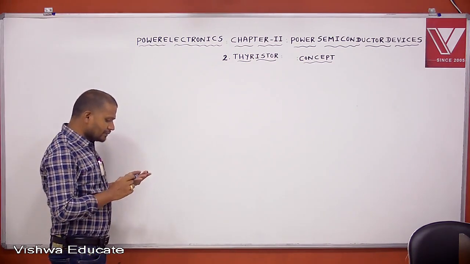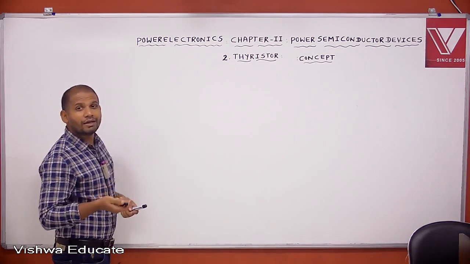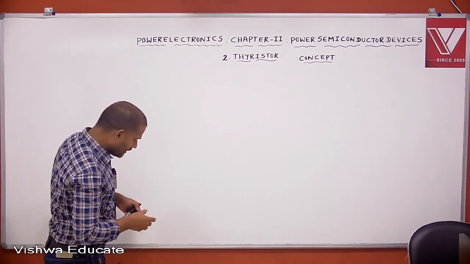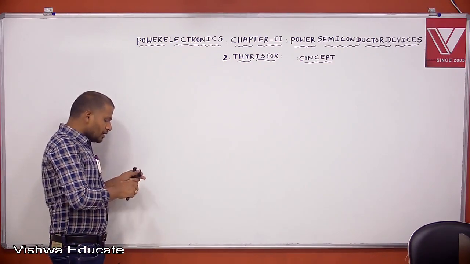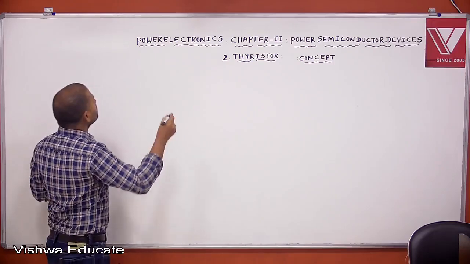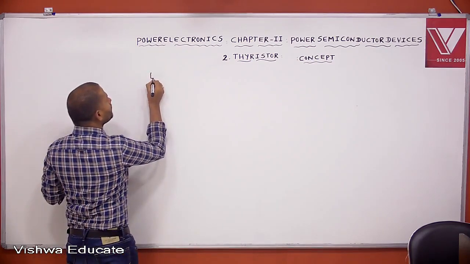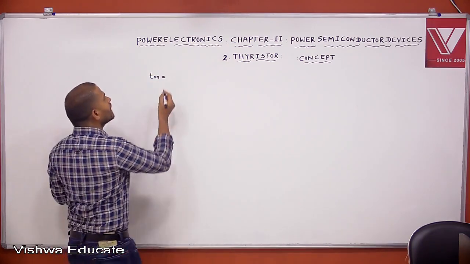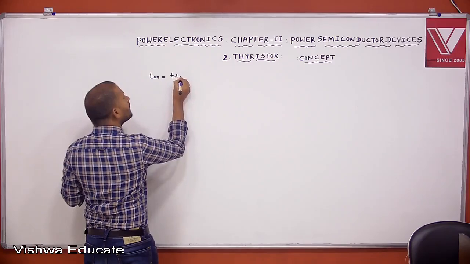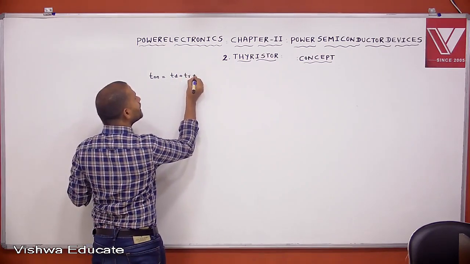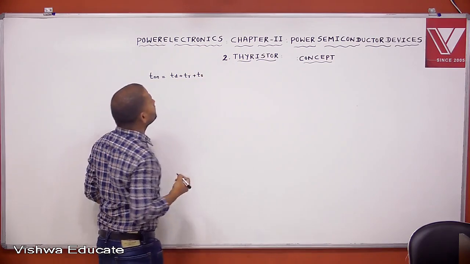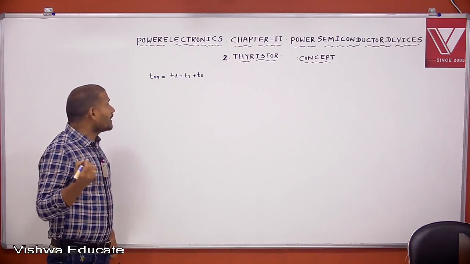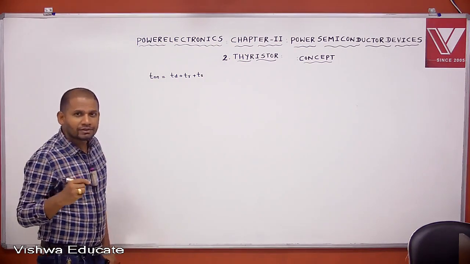Now I want to discuss how the turn-on time will depend on various parameters. That we'll see. The turn-on time of SCR equals delay time plus rise time plus spread time. Then how does this turn-on time depend on various parameters?